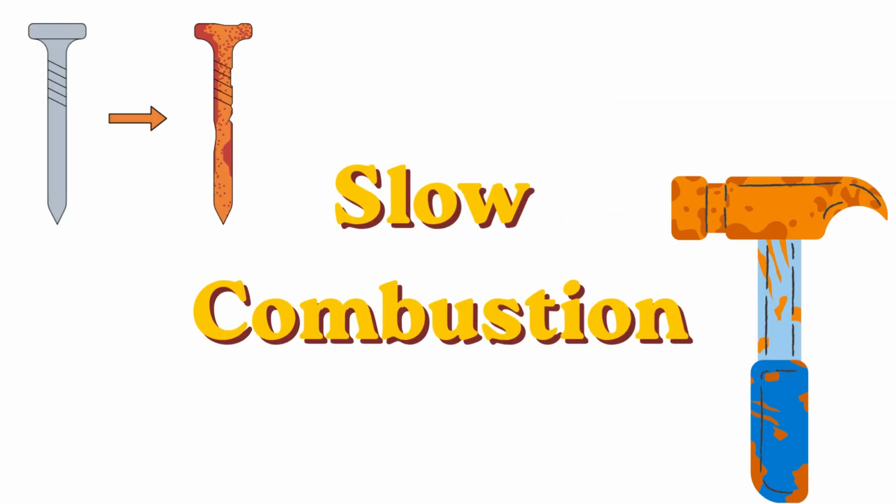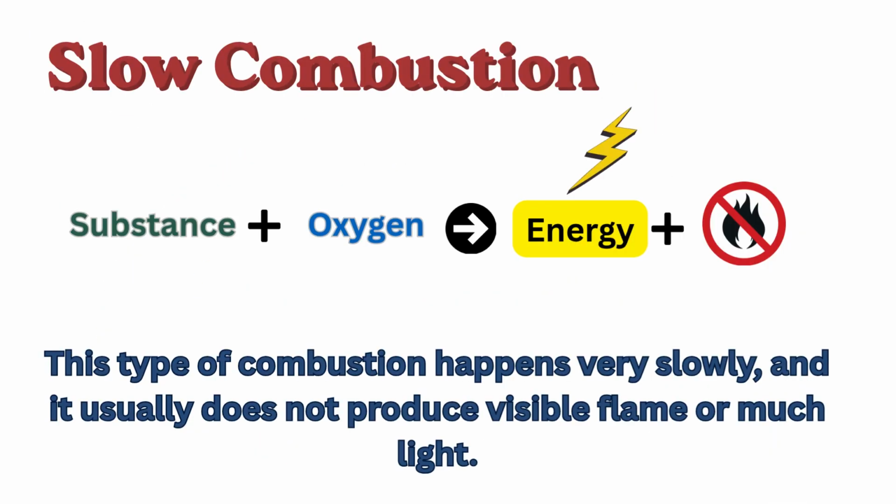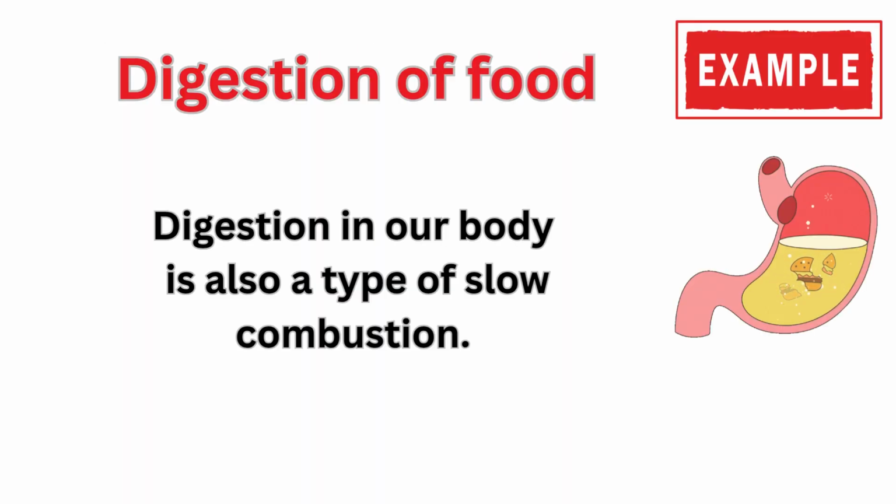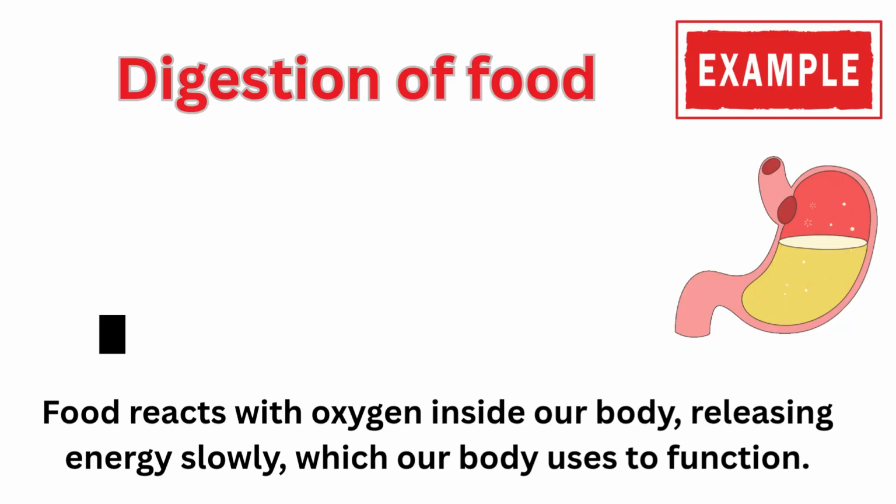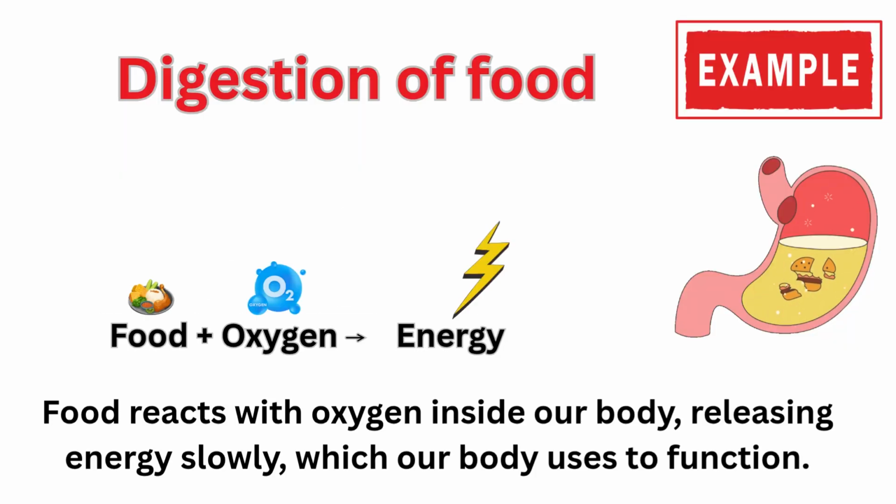Finally, we come to the most unnoticed type of combustion, slow combustion. This type of combustion happens very slowly and usually does not produce visible flames or much light. For example, digestion of food. Believe it or not, digestion in our body is also a type of slow combustion. The food reacts with oxygen inside our body, releasing energy slowly, which our body uses to function.